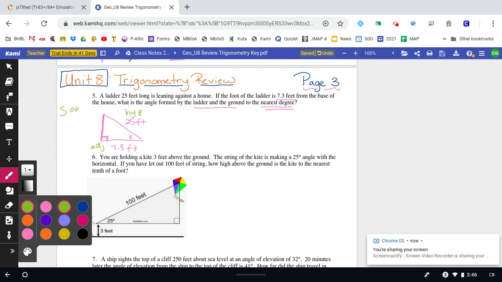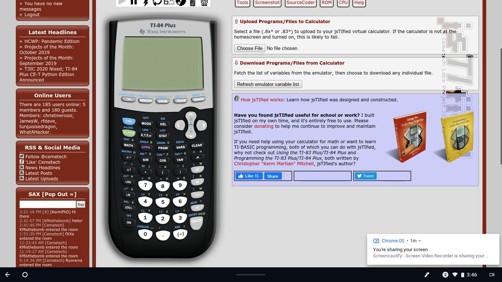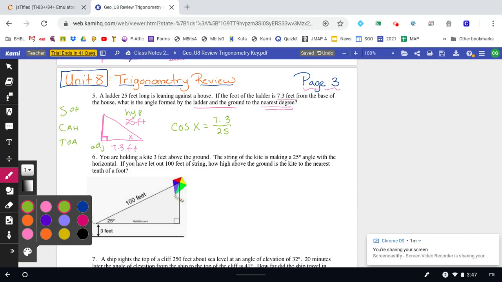So again, our SOHCAHTOA tells us that we are using our cosine function. All right, so we have the cosine of x equals my adjacent over my hypotenuse. So I'm going to go to my calculator. Again, we're using our second cosine function. 7.3 divided by 25. And it said to the nearest degree. So x is approximately 73 degrees.